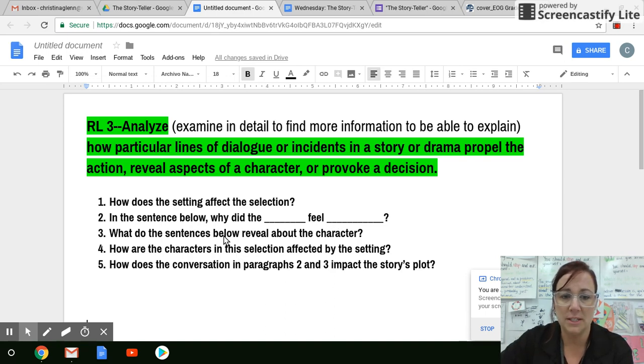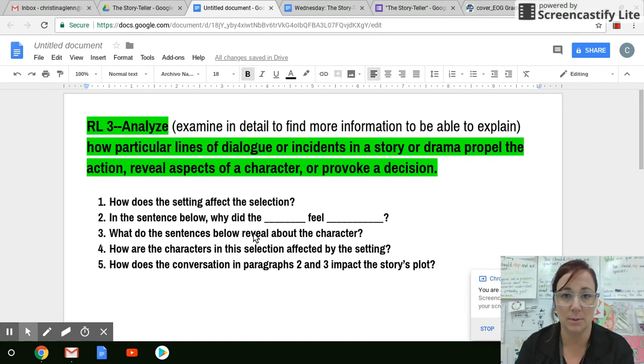Number 3 says, what do the sentences below reveal about the character? So they're going to give you a sample, a selection, a few lines, and in that it could be dialogue, it could be incidents in the story. Most times I would argue it's probably going to be dialogue, because you learn about a character by what they say, or what someone says about them. So in this one, we know that we're going to have to look at those particular sentences that they give us and be able to summarize what those are saying.